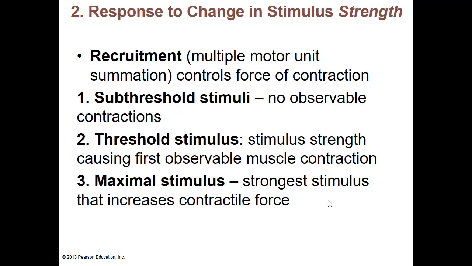So your subthreshold stimulus: not enough electricity to actually cause the contraction. Threshold: minimal amount of electricity to finally see an observable contraction. And the maximal stimulus is the strongest stimulus that will increase force. Beyond that, you can't do anything else.